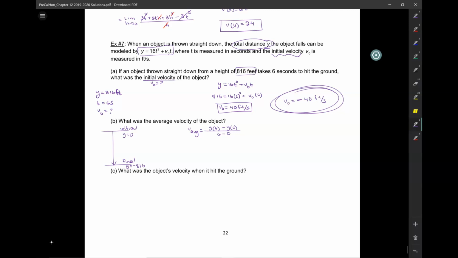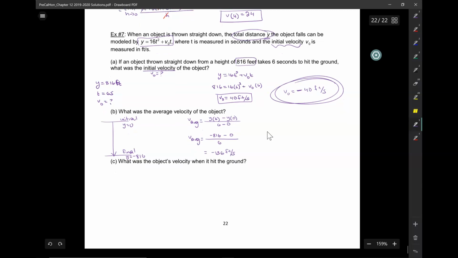So if you dig a hole 816 feet deep and then you go down into that hole, where are you? You're at negative 816 feet compared to where you were before. So the average is equal to negative 816 minus 0 over 6, and that is equal to negative 136 feet per second.